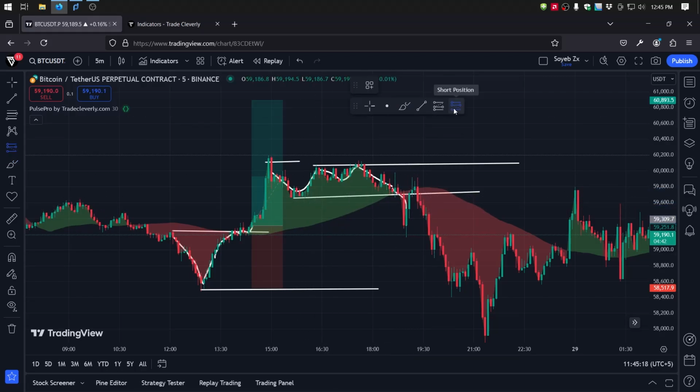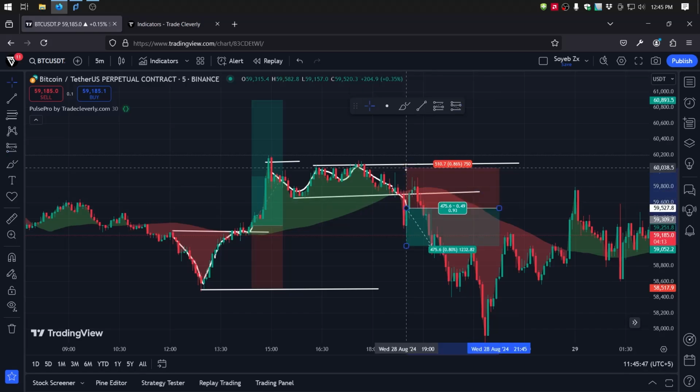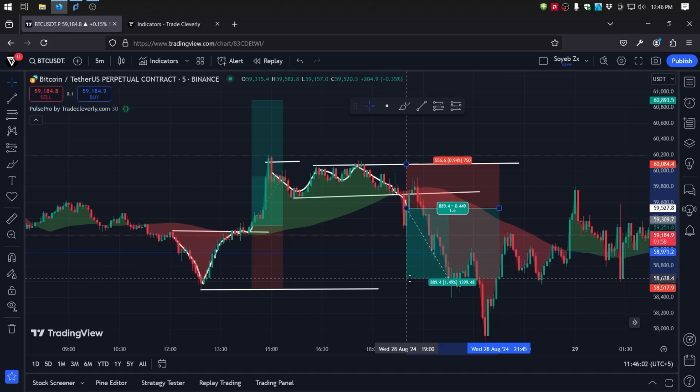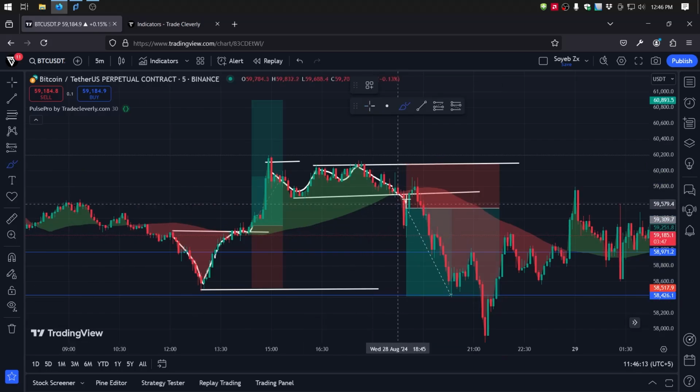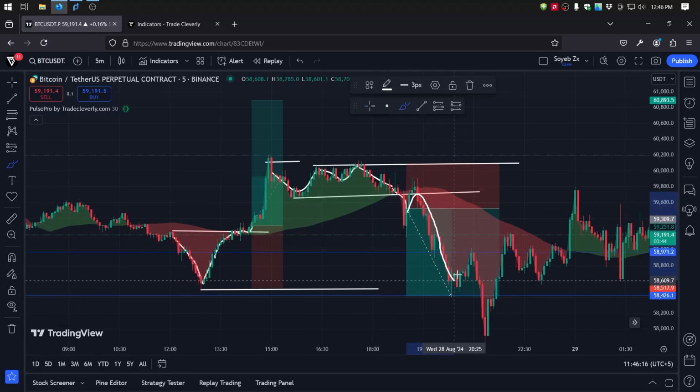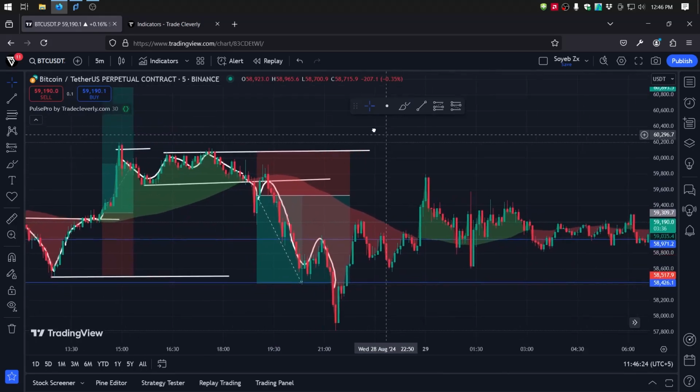So in here you can take a sell position, because you can see from the Pulse Pro indicator the movement is bearish, red movement in here. You can take a sell position here, and your stop loss will be above the recent swing high, and the first profit target will be 1 times the stop loss, and the second profit target will be 2 times the stop loss. As you can see, the price successfully hit our profit target 1 and profit target 2, and it counts as another successful trade.